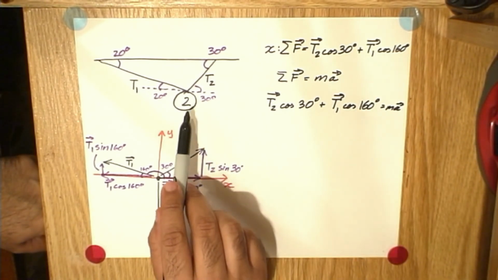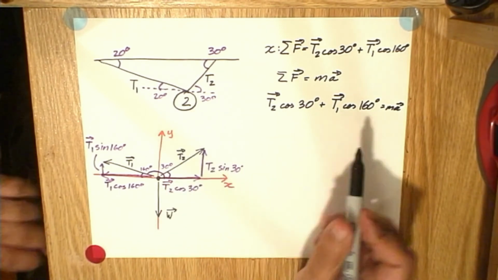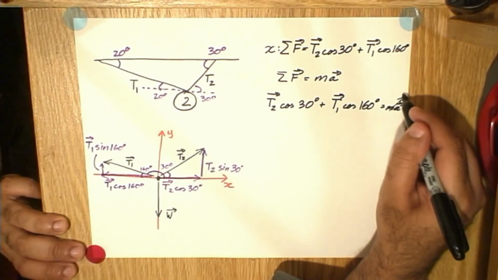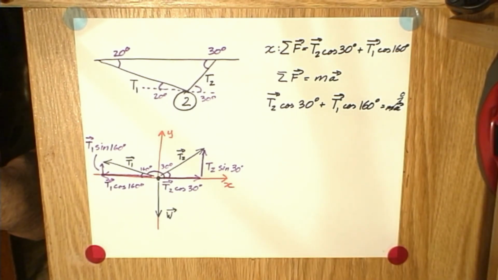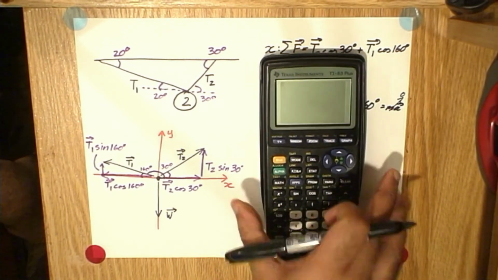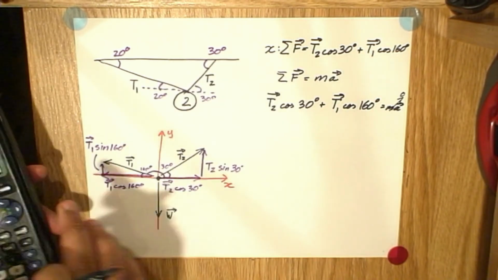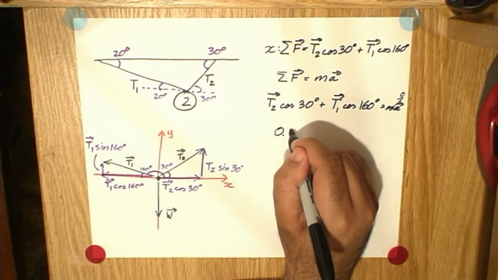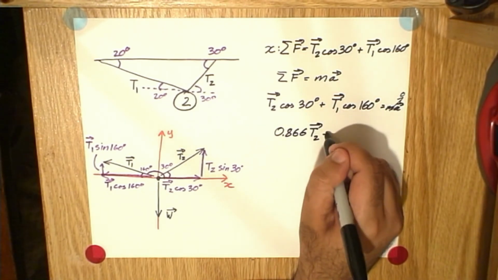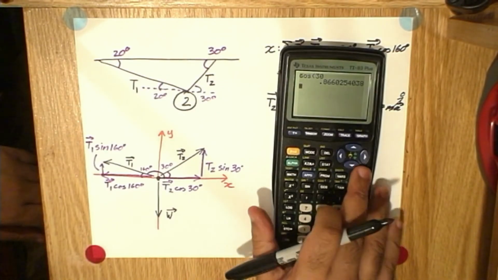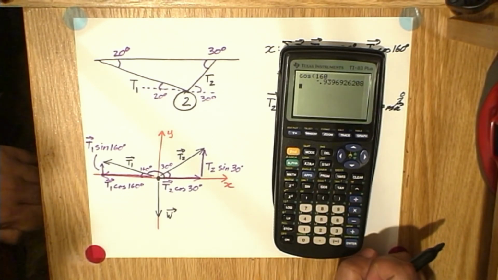Now, the object over here isn't accelerating, it isn't even moving. So that means that acceleration is 0. And the entire right side goes to 0 as well. The cos of 30 degrees is 0.866. The cos of 160 degrees is negative 0.94.